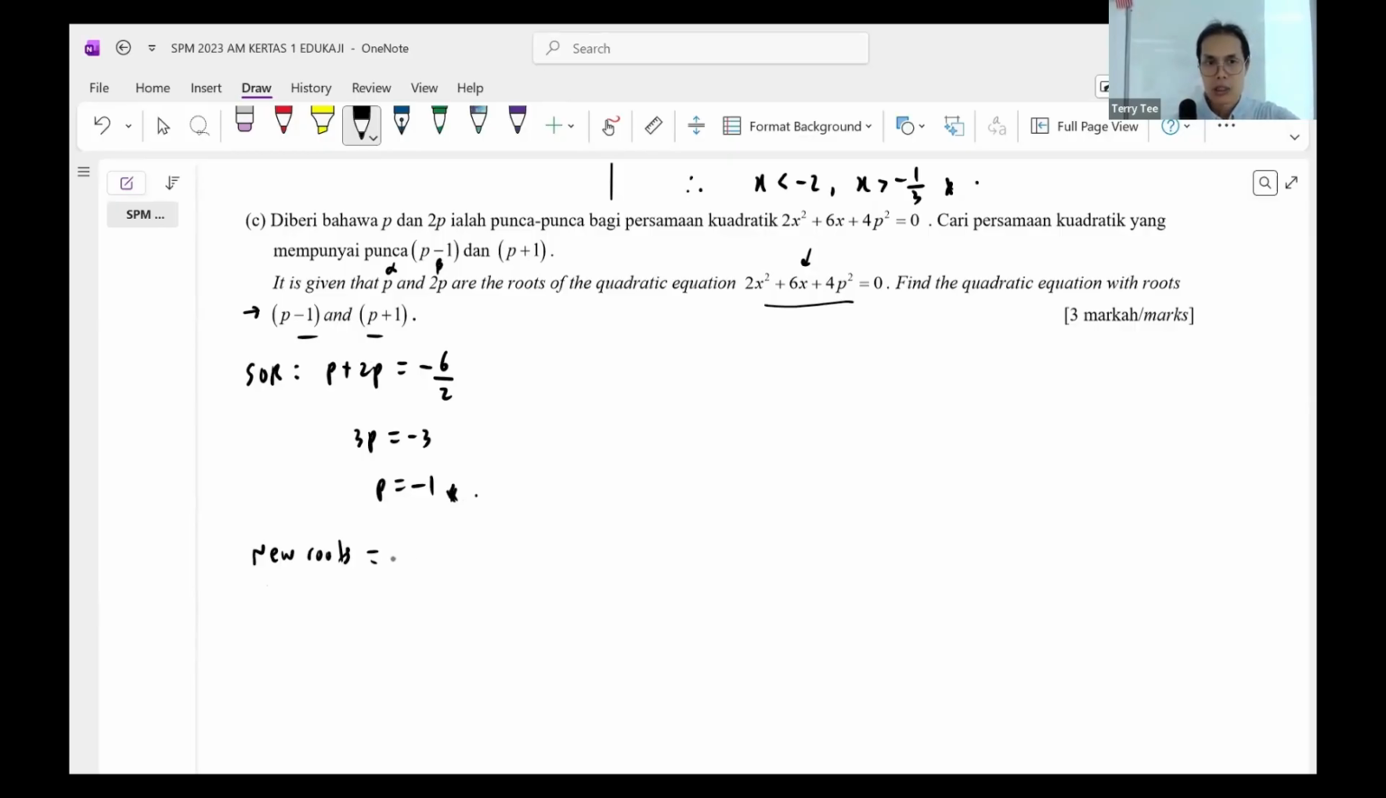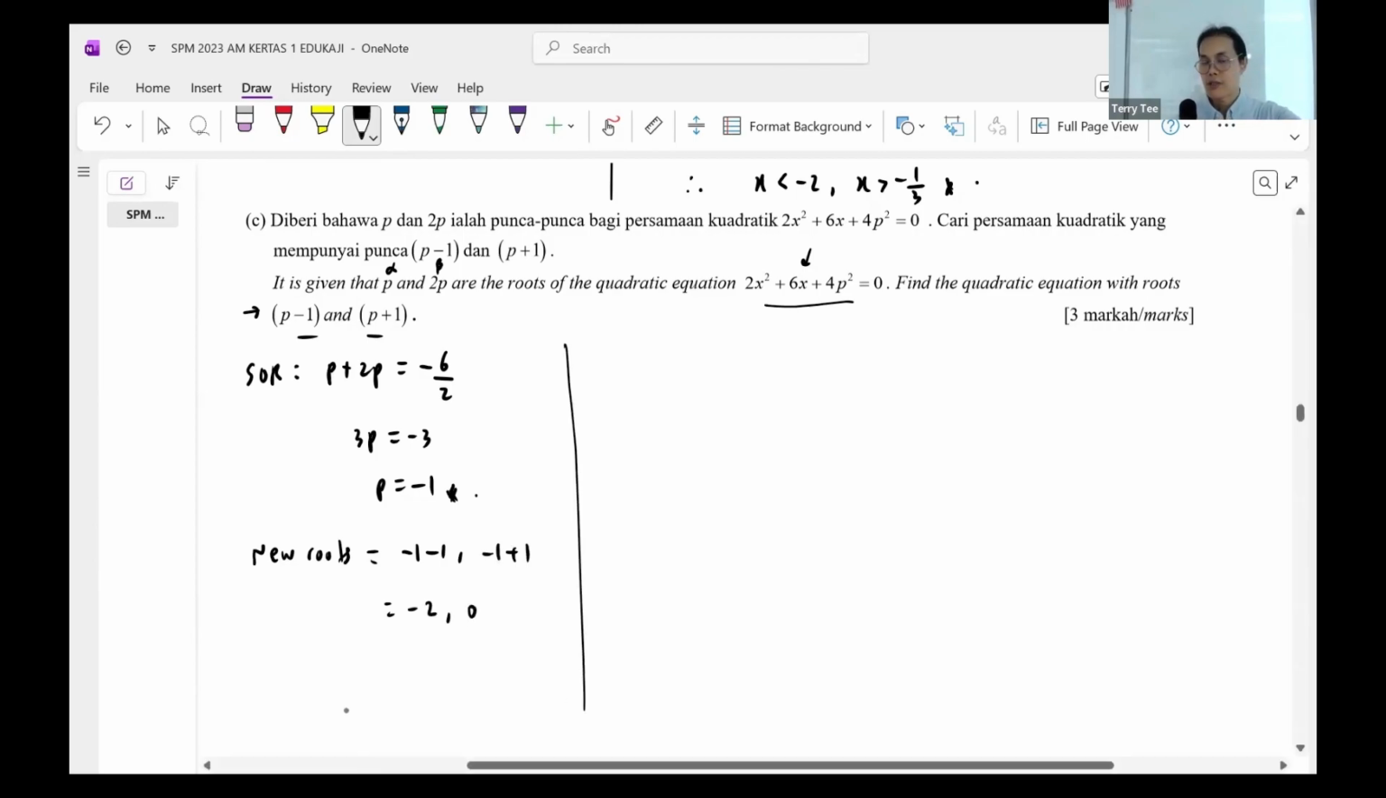So what is your new root now? Negative 1 minus 1, negative 1 plus 1, which gives us minus 2 and 0. Right, so if you know your new roots, we can find your new SOR. Very easy. SOR is these two added together, you get negative 2. Find your new POR. Take these two, you multiply together. When you multiply with 0, you get 0, right?